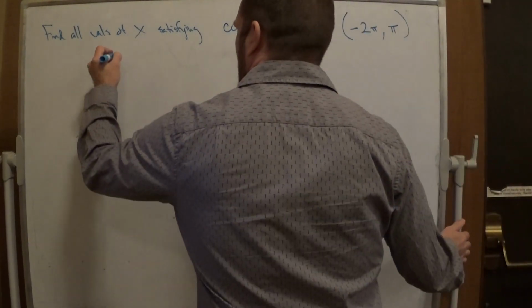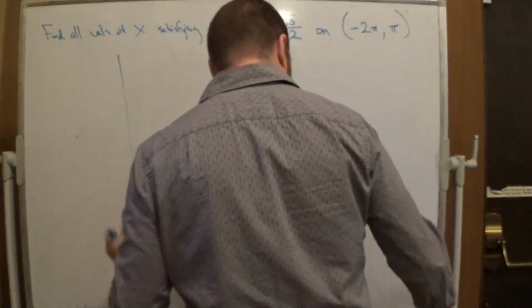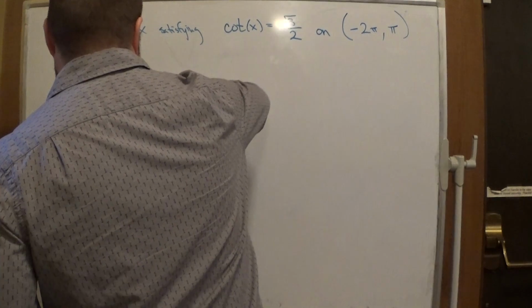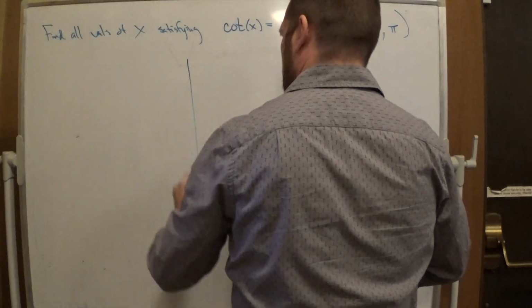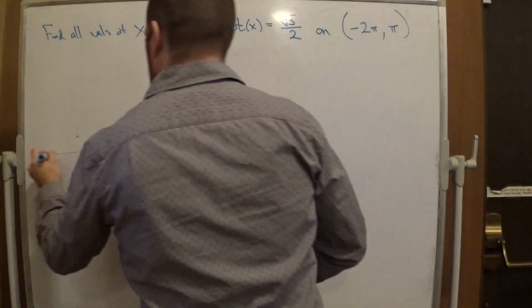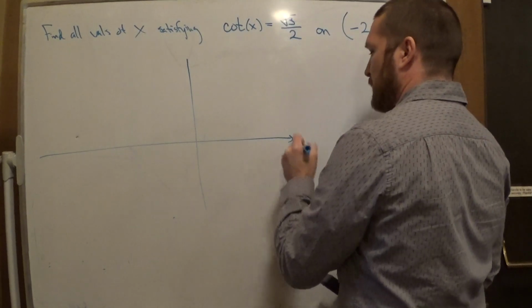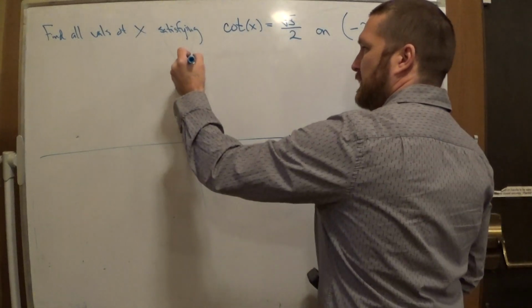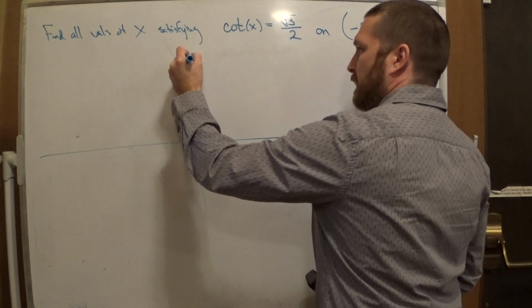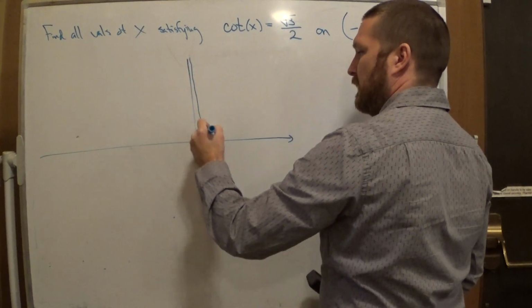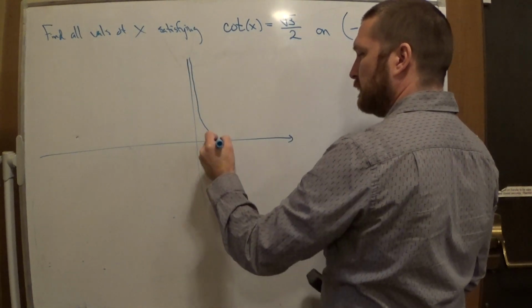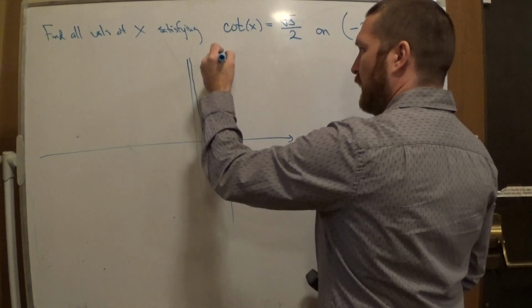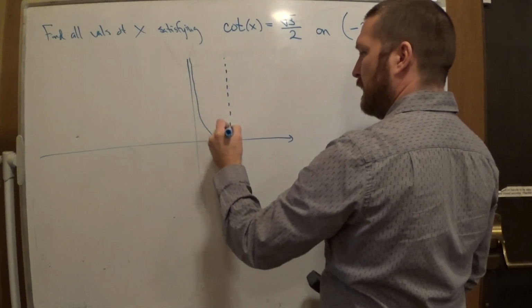Graph it. You gotta graph this guy. And so, I'm gonna need more room on the left hand side. Now the way I remember cotangent is I just remember it comes down from here. This is how I remember this one. It comes down and goes through like that, and it has an asymptote here.